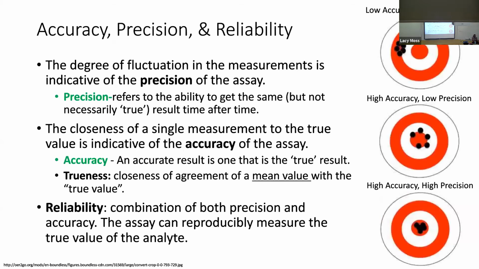All right, so all this combined comes up with the accuracy, precision, and reliability of a method. The degree of fluctuation in the measurement is indicative of the precision of the assay. Precision is basically the ability to get the same value over and over again. It's not necessarily the right value, but you get it over and over again. If you're looking at a dartboard, you are extremely good at clustering the darts closely together, but you're not necessarily on the bullseye. You've got a really tight cluster. So that's precision, hitting the same value over and over again.